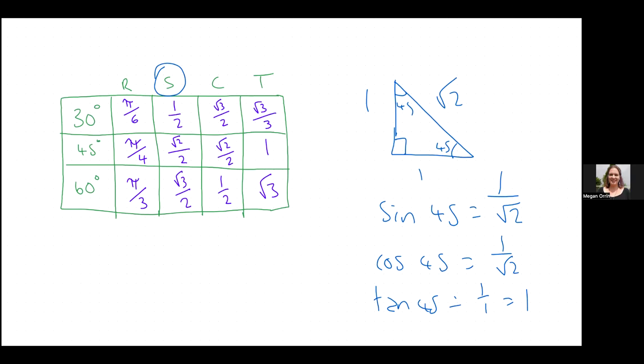So let's do an example where we're using degrees and radians. Now, it's going to be really important in this topic that you pay attention to whether the question is in radians or degrees, because you will need to change your calculator mode. All right, so let's do CAST.